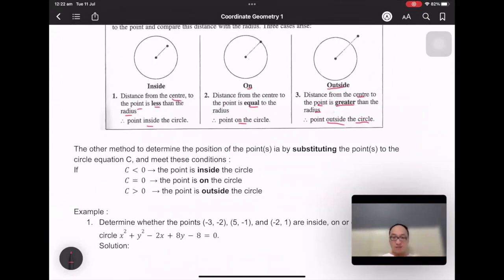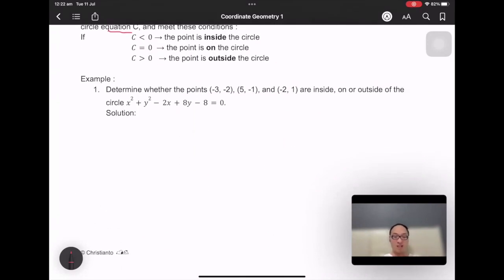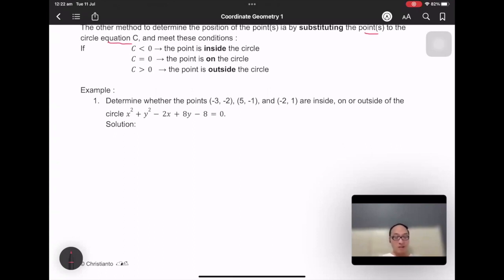That's the first point, the first method. The other method is by substituting the point into the equation of the circle and then finding these conditions. If the value is smaller than 0, or negative, it's inside the circle. If it equals 0, the point is on the circle, and if greater than 0, the point is outside the circle. Example, using the second method here. Determine whether the points are inside, on, or outside of the circle.